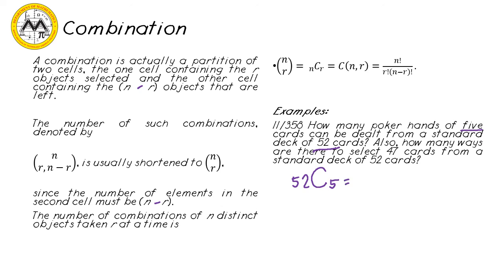Also, how many cards are there to leave out? 47 cards. So that is also 52 combination 47. Take note that they are the same because from 52, you're going to divide them into 47 and 5. So if you're going to evaluate that, they are just equal. So 52 combination 5 and 52 combination 47.